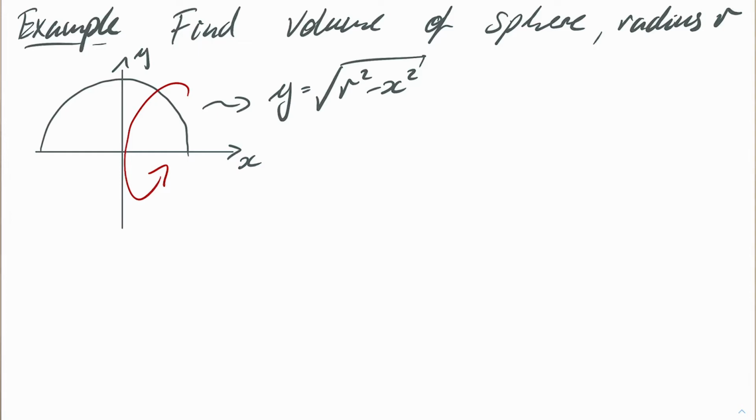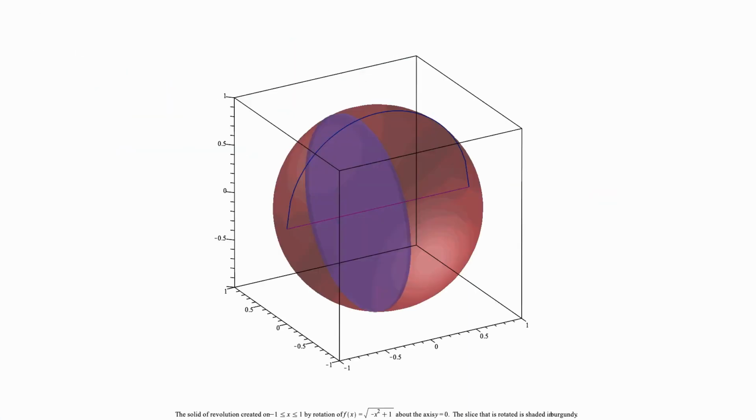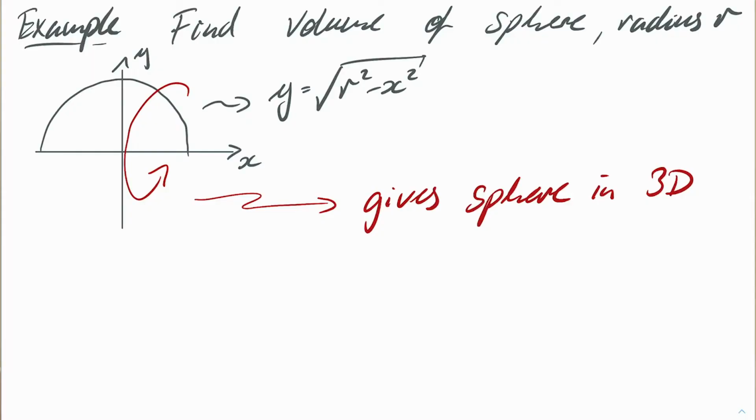And as we take that curve and rotate it around the x-axis, it's going to trace out a sphere in 3 dimensions. So now I've got my sphere in 3 dimensions. I'm going to keep that in my mind's eye, but keep this 2-dimensional drawing as a reference with which to calculate the area function and then the volume.